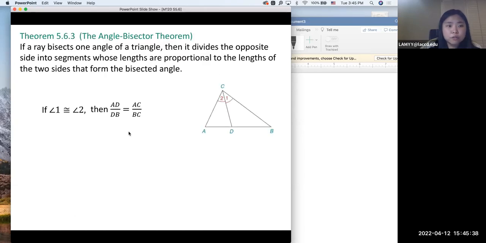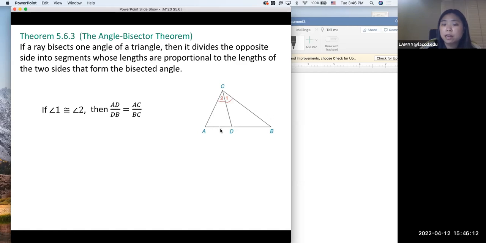Okay, next one. Theorem 5.6.3. If a ray bisects one angle of the triangle, then it divides the opposite side into two segments whose lengths are proportional to the lengths of the two sides that form the bisected angle. So CD bisects angle ACB. And if angle 1 is congruent to angle 2, then AD over DB equals AC over BC.